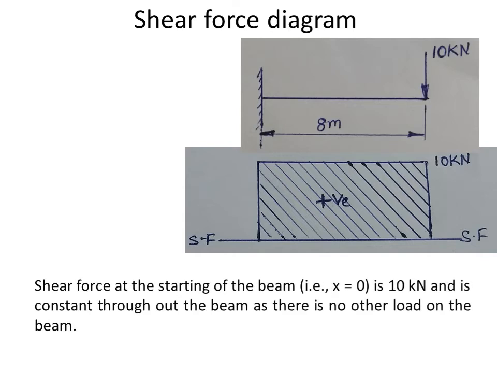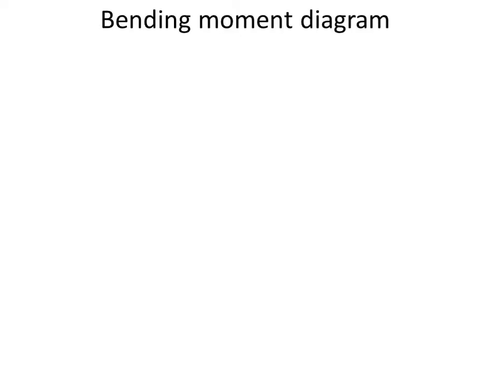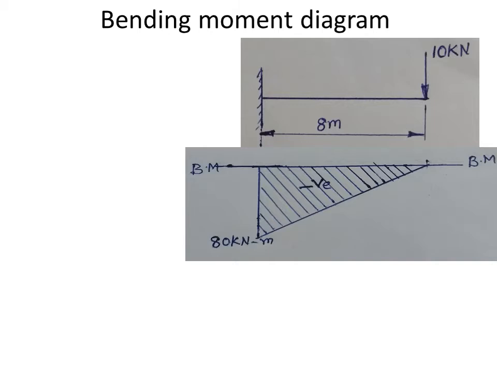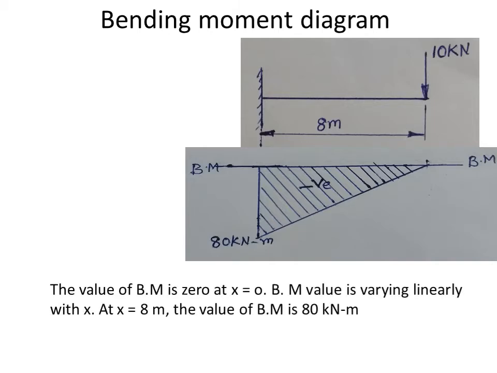The shear force at the starting of the beam, that is x equal to 0, is 10 kilonewtons and it is constant throughout the beam as there is no other load on the beam. Bending moment diagram. This is the bending moment diagram. The value of bending moment is 0 at x equal to 0. Bending moment value is varying linearly with x. At x equal to 8 meters, the value of bending moment is 80 kilonewton meter.